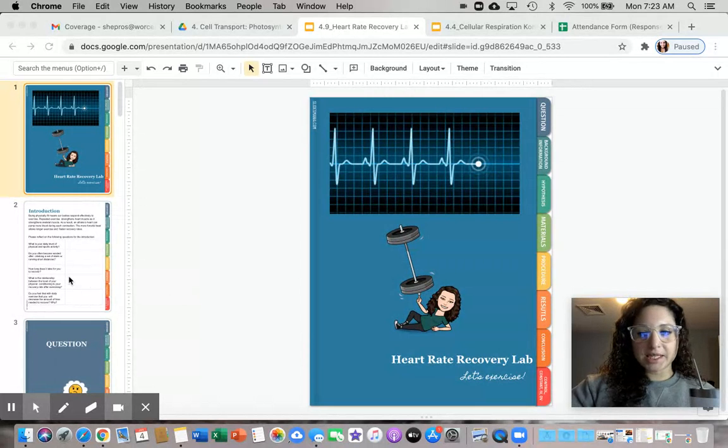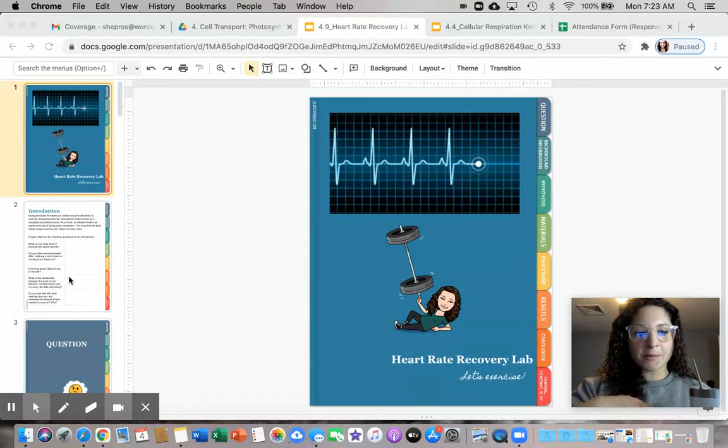So the idea behind this lab is that we are going to be looking at your heart rate recovery. This is your body's ability to bring a heart rate that is elevated, usually due to exercise, and have your heart rate come back down to where it usually sits.